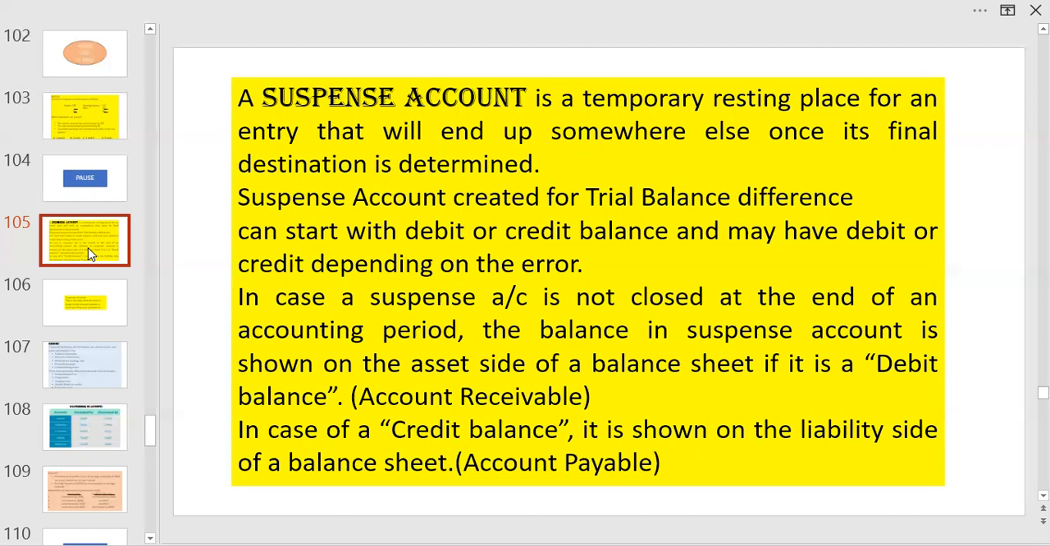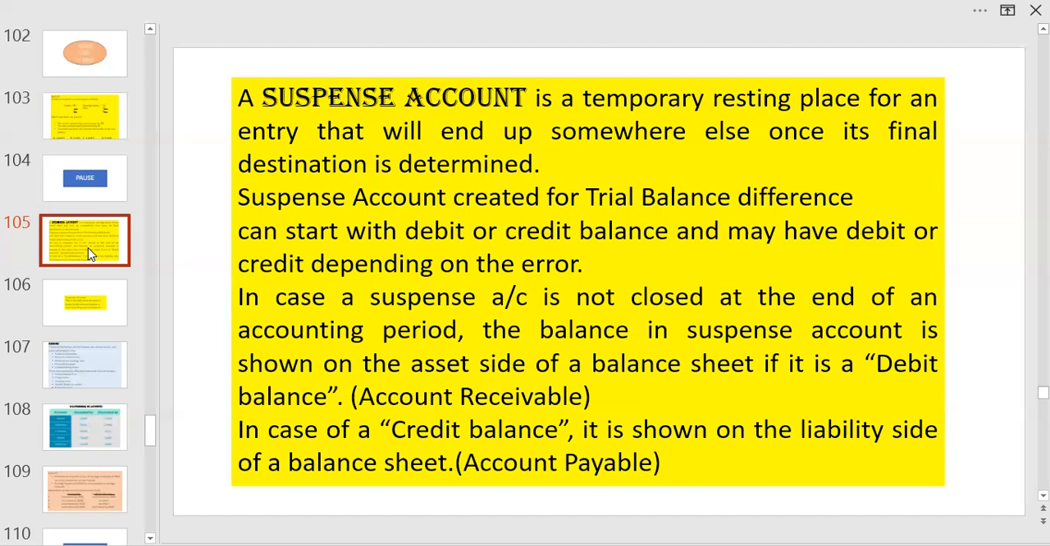Once they find all the errors, it will be clear. Suppose it is not totally clear, only partially clear, or not cleared at all, and you still want to proceed with the accounts. This suspense account will have to be placed somewhere. You know that there are only five account types: expense, income, assets, liabilities, and equity. So where to put these balances?